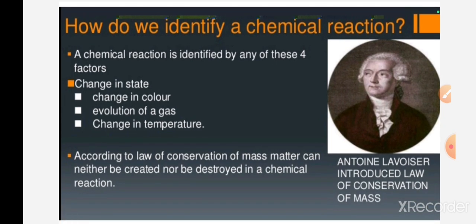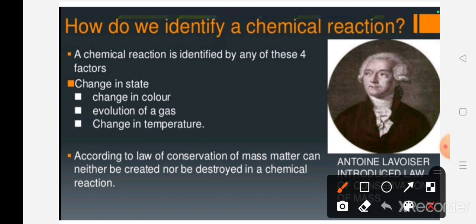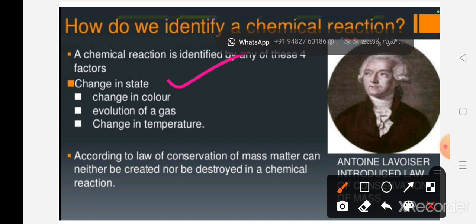Then how do we identify a chemical reaction? A chemical reaction is identified by any of these four factors. First one: change in state. Solid turns into liquid, liquid turns into gas, or gas turns into liquid, or liquid turns into solid. Change in state means maybe, not definitely, a chemical reaction has occurred, because ice turns into water. It's not a chemical change, it's a physical change. You already studied the difference between physical change and chemical change. I'm not going to explain that here.